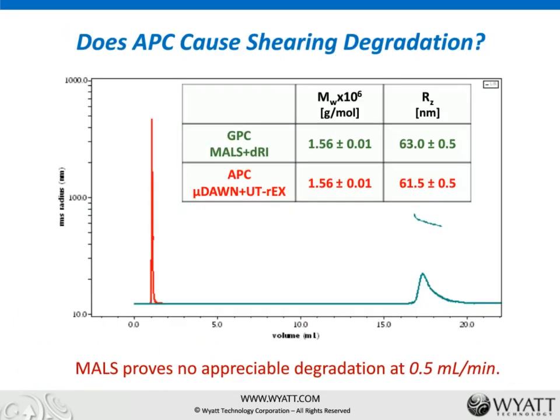High molecular weight polymers are very sensitive to shearing degradation. So we wondered, does APC cause shearing degradation? So we tested with a high molecular weight polystyrene sample, 1.6 million gram per mole. And actually we did not see any appreciable degradation. But the flow rate is pretty moderate, 0.5 mL per minute. I know many APC users use much higher flow rates, 1 or even higher mL per minute. So we're going to test the higher flow rates after this webinar, and only microDAWN can tell us whether there's shearing degradation or not.